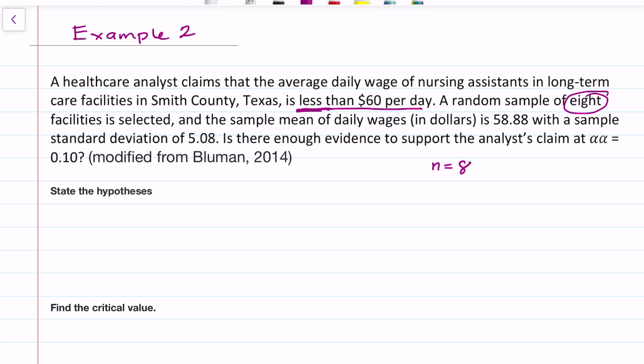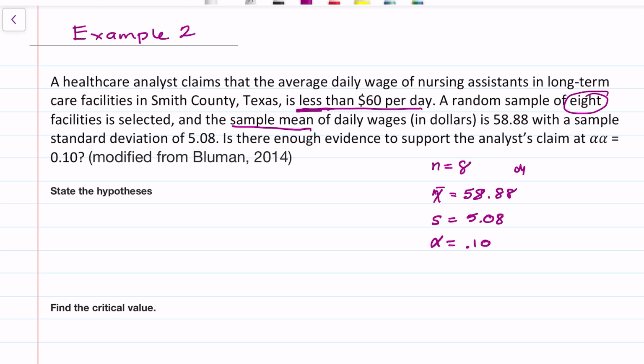And that sample has a sample mean here. So the symbol for that is going to be our x bar. That is 58.88. With a sample standard deviation of 5.08. And we have an alpha of 0.10. So the only thing missing here is what the population mean is.